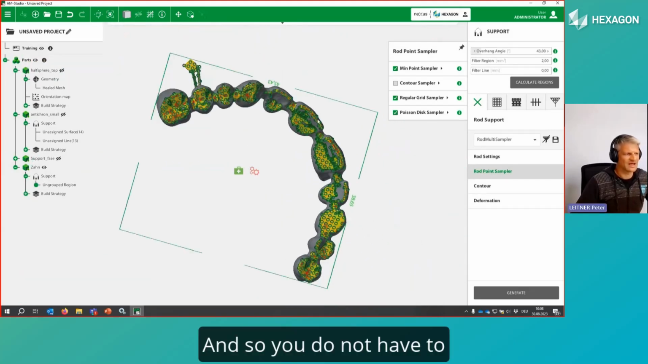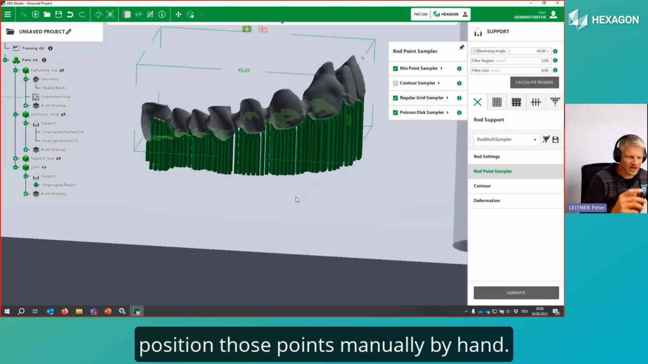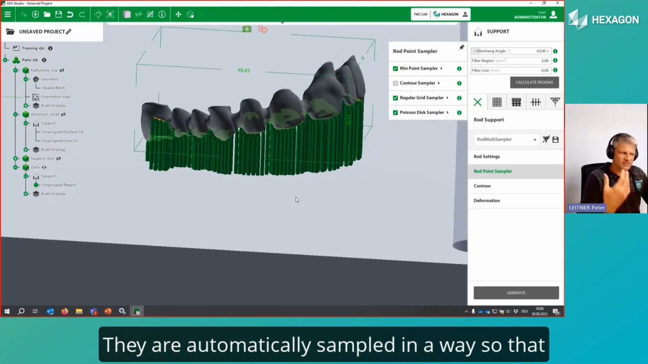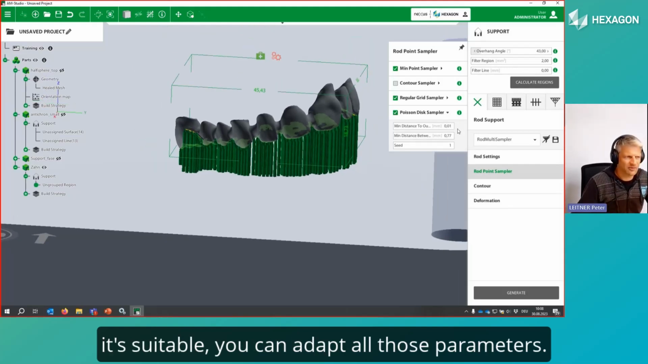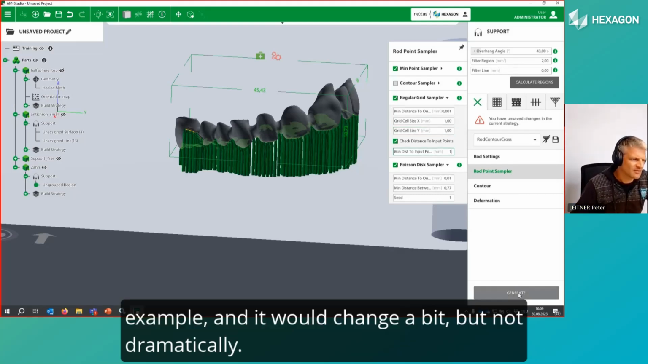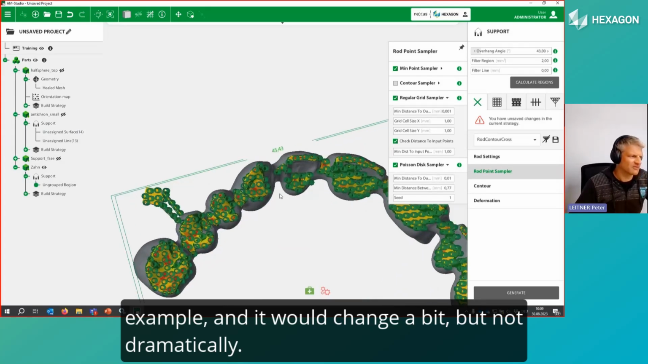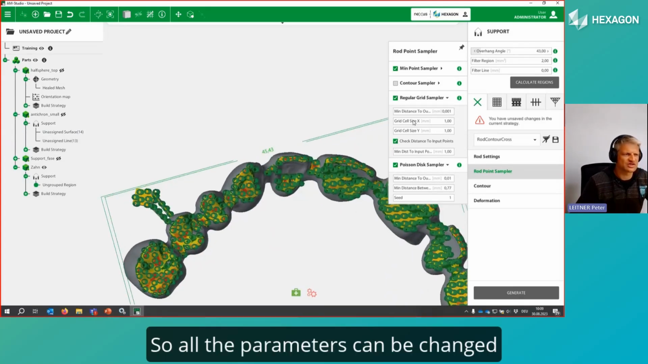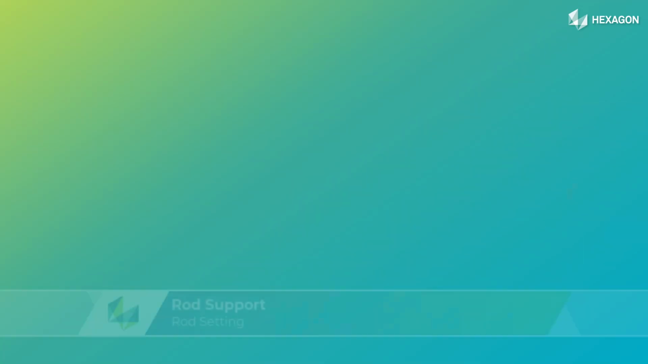So you do not have to position those points manually by hand. They are automatically sampled in a way so that it's suitable. You can adapt all those parameters. So I wanted to increase to 1 by 1 millimeter, for example, and it would change a bit, but not dramatically. All the parameters can be changed, and you can save the new profiles.